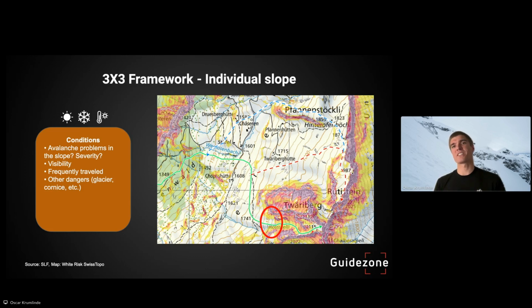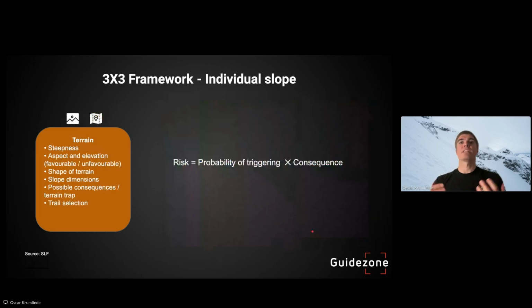I'm going to touch upon why this is relevant in a few slides. And we need to consider other dangers such as glaciers, cornices, which are these overhanging slabs of snow, which can fall down upon us or fall down and cause a slab avalanche from the additional load. So we need to think about all these conditions before deciding to go up on the slope or not. We need to look at the terrain, and here I want to discuss the risk as the probability of triggering an avalanche times the consequence if an avalanche actually releases.